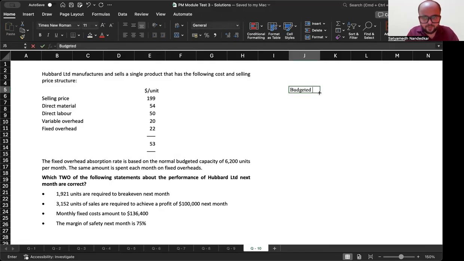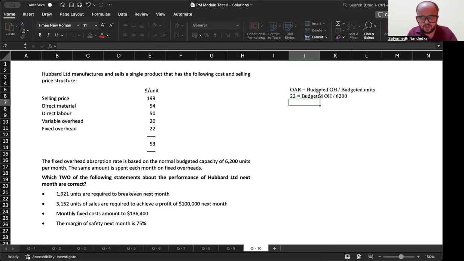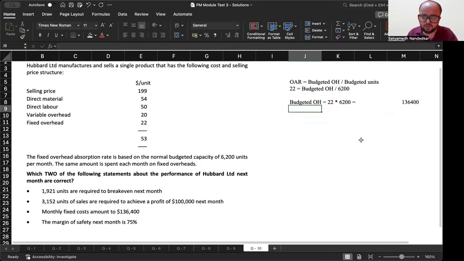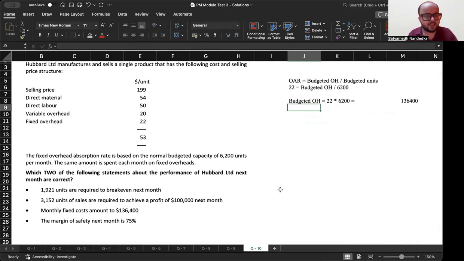So, what are my budgeted overheads? My OAR is always budgeted overheads upon budgeted units or budgeted hours or whatever it is. Here my OAR for fixed overhead is 22. This is basically budgeted overheads upon budgeted capacity of 6200. So if I have to get my budgeted overheads, it is 22 into 6200. Check how much it comes to. 1,36,400 is the budgeted overheads.